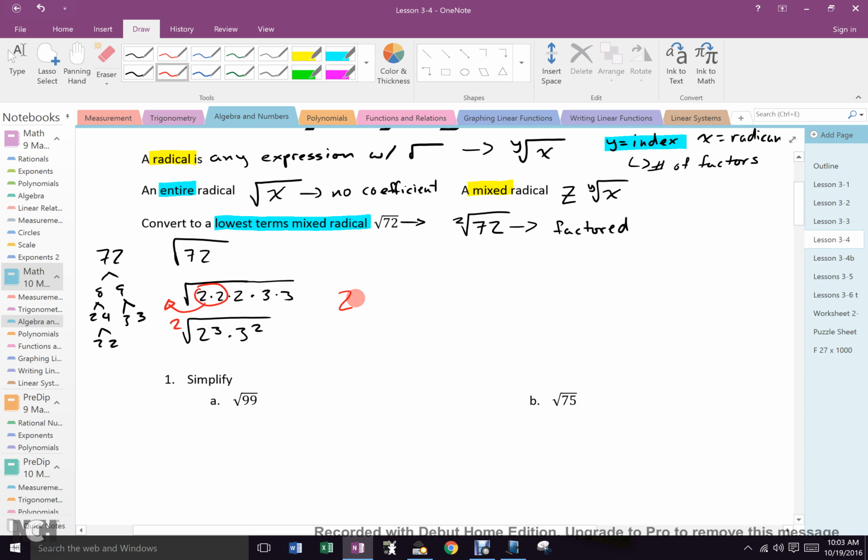So now I've got a 2 out in front, and what did I leave under there? There's a 2, and there's 3 times 3, or 3 squared, yes? Is there another group of 2 under there? Is there a group of 2 under there? What? The 3s. So what comes out? A 3. What was left under there? 2. Now I have 2 numbers in front of another expression.